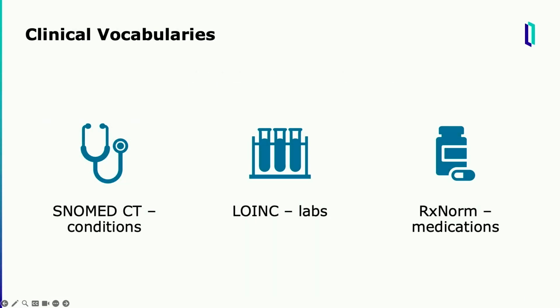Here is the terminology ecosystem our agent has to navigate. SNOMED CT is commonly used for conditions and clinical findings. LOINC is commonly used for observations and laboratory tests. RxNorm is commonly used for medications. The agent therefore needs to know both which vocabulary fits the concept and how to query it effectively.